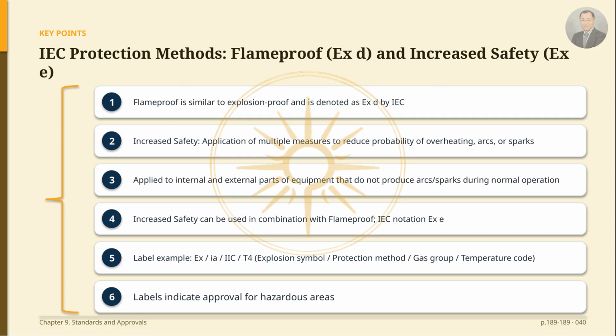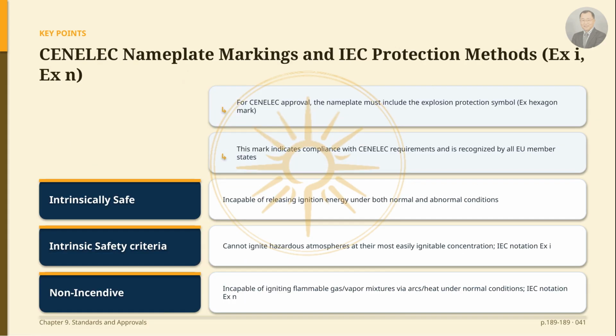Additionally, labels indicating hazardous area approval are displayed as a combination of the explosion protection symbol, protection type, gas group, and temperature code, such as XIA-IICT4. I will now discuss the nameplate marking regulations for Senelec approvals, as well as the IEC's intrinsically safe and non-incentive protection methods. Equipment with Senelec approval must include the explosion protection symbol on the nameplate. This mark indicates compliance with Senelec requirements and is recognized by all EU member states.